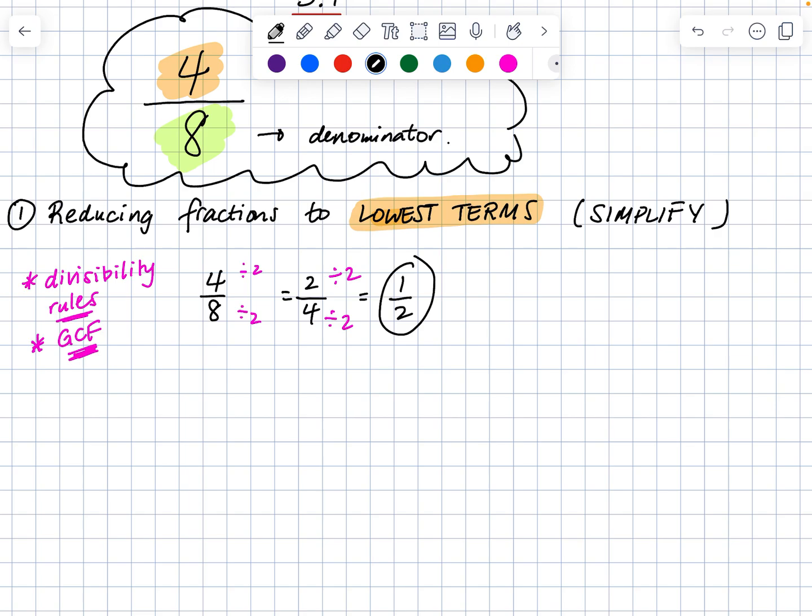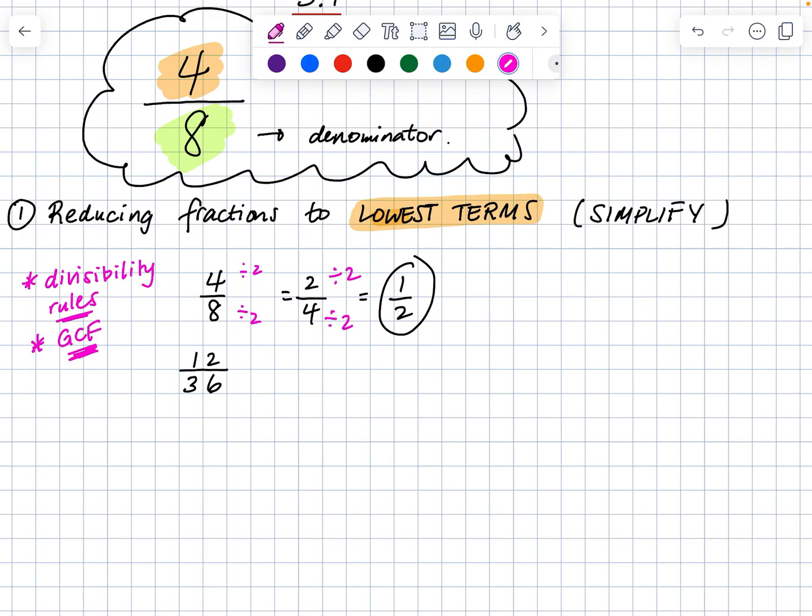Now, I want you to do the next one on your own. So I will give you, let's say, 12/36, okay? So again, think to yourself, what is 12 and what is 36? What are they both divisible by? Or maybe you can jump ahead to the GCF. Okay, so pause the recording and simplify 12/36 on your own right now. Okay, I'm going to continue.